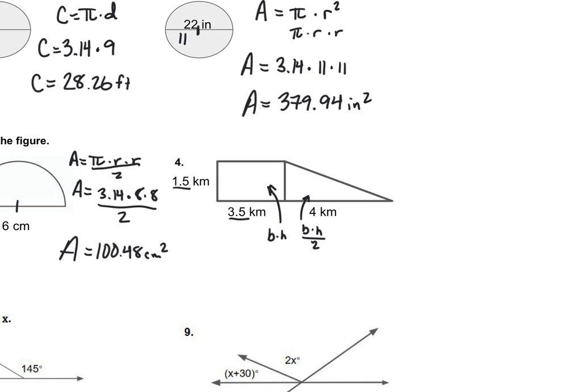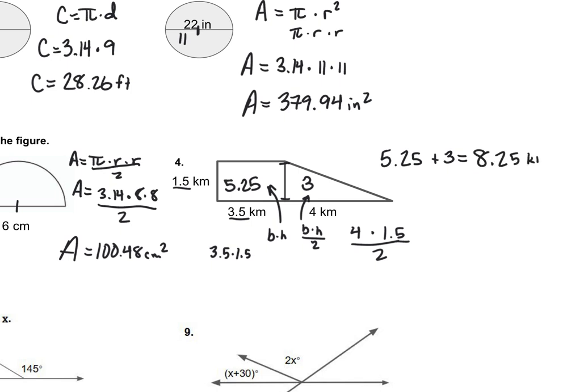3.5 is my base, 1.5 is my height for my rectangle. So if I do that, 3.5 times 1.5, I end up getting 5.25 for my area of the rectangle. For the triangle, then, my base is 4. My height is really just this length again, which is 1.5, and then we divide that by 2. When we put that into our calculators, we get an answer of 3. Now, to find the total area, it's just as simple as adding my 2 areas together. 5.25 plus 3, that's going to be 8.25, and this is square kilometers.